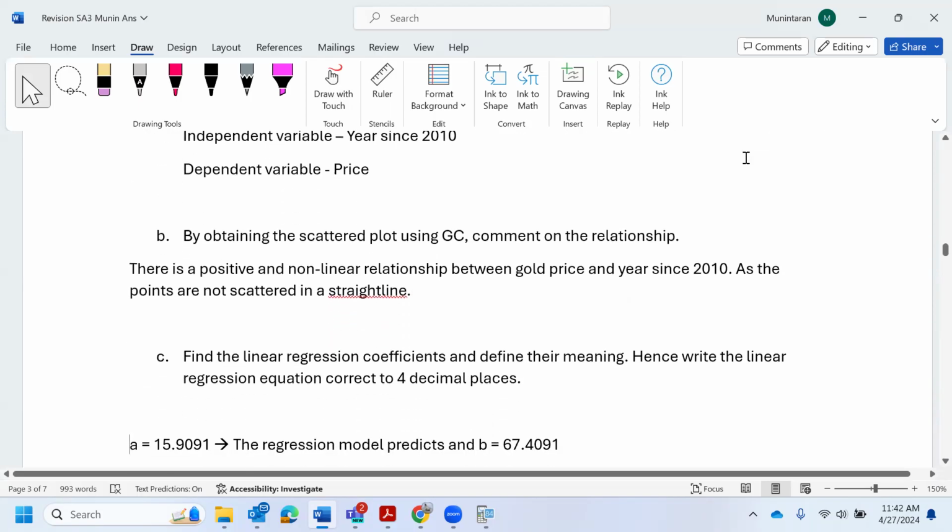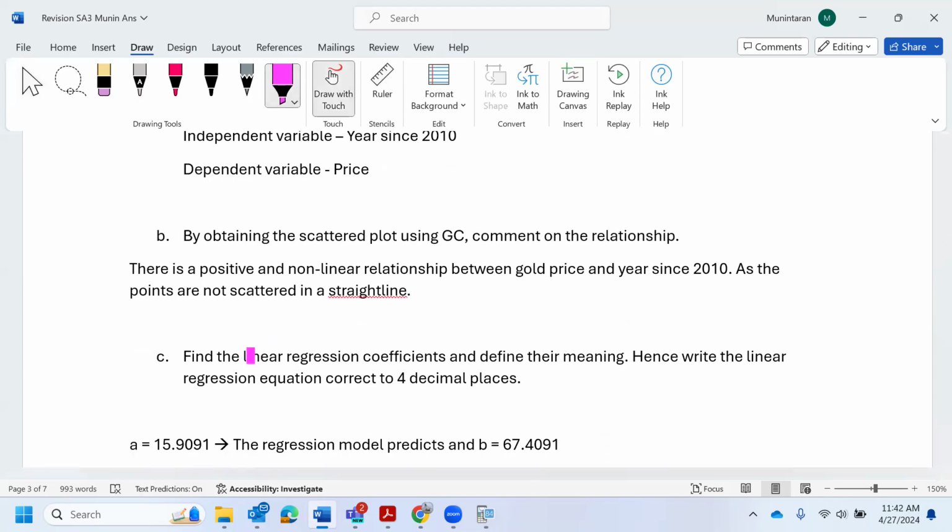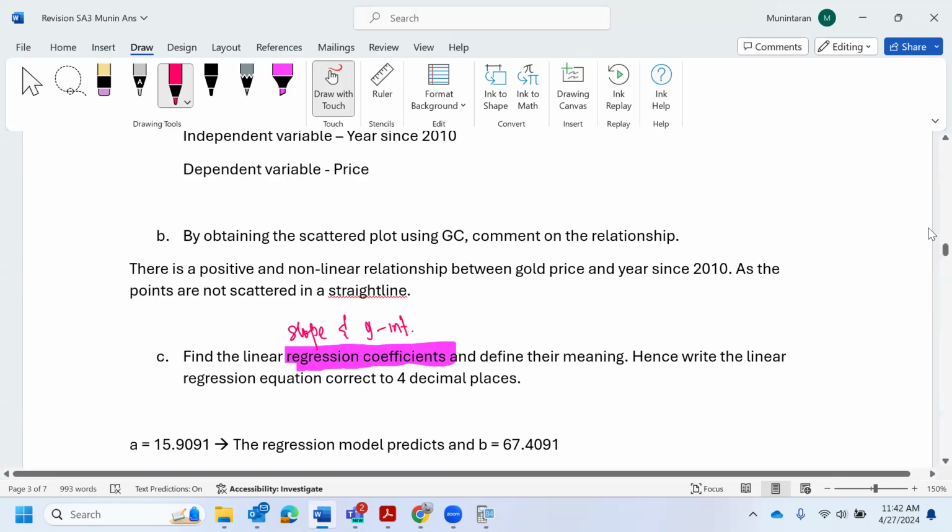I think you need to find the regression coefficient. The regression coefficient is the value of the gradient. Regression coefficient is actually the slope. This is the slope, the gradient, and your y-intercept. Slope and the y-intercept.